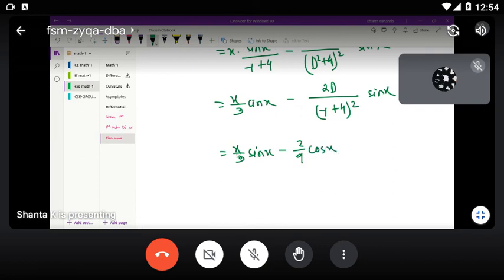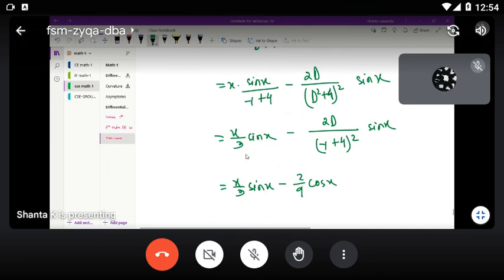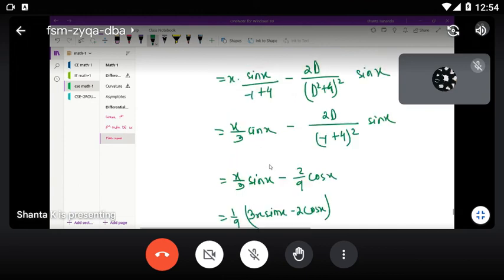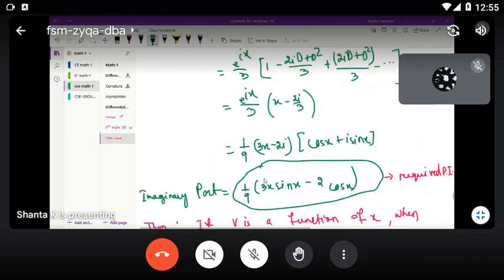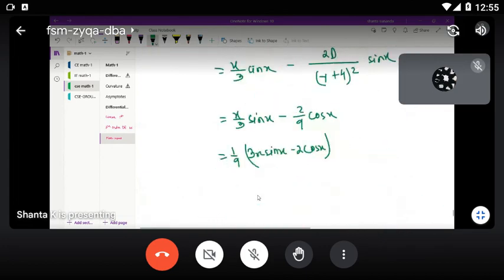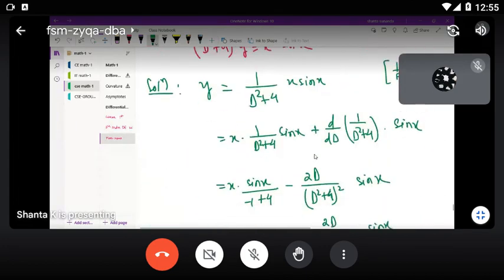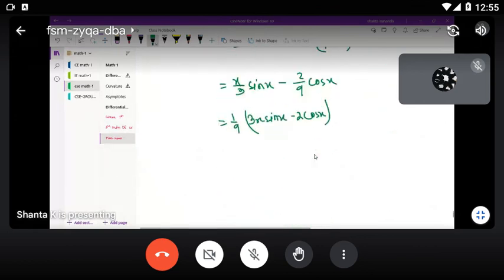Now you compare the answer: x by 3 sin x minus 2 by 9 cos x. So we took common 1 by 9, then 3x sin x minus 2 cos x. You can compare the answer since we have solved it in the previous one. So 1 by 9, 3x sin x minus 2 cos x. Okay, so we are getting this. This is also one of the ways to solve it.